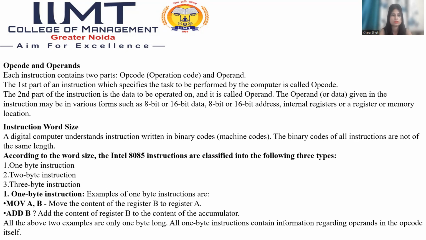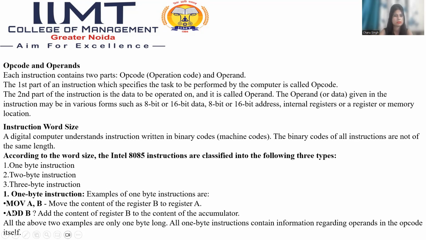Let's talk about the instruction word size. The digital computer understands instructions written in binary code. The binary codes of all instructions are not of the same length. According to the word size, Intel 8085 instructions are classified into the following 3 types: 1-byte instructions, 2-byte instructions, and 3-byte instructions. Okay, let me give some examples.